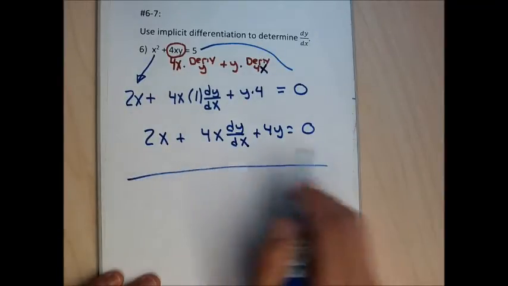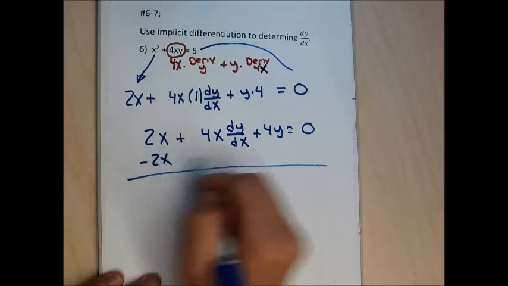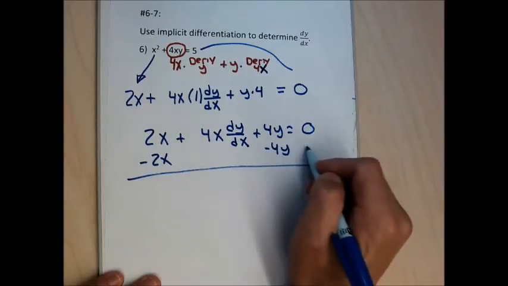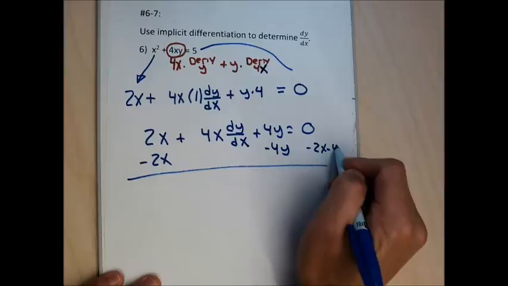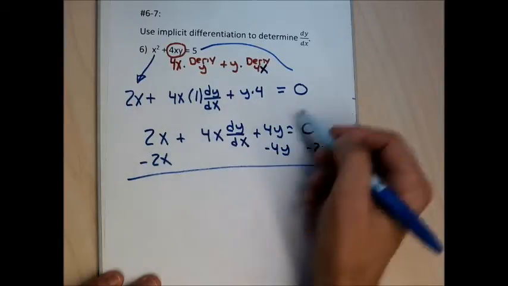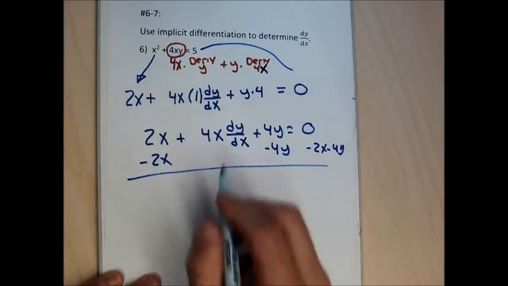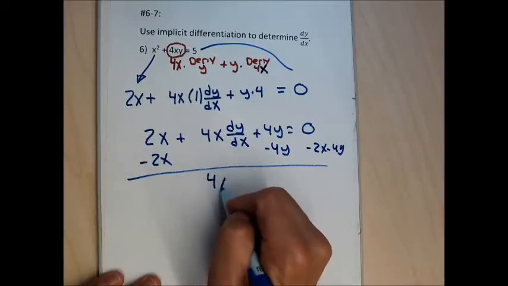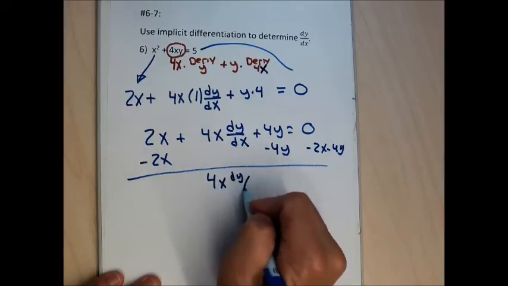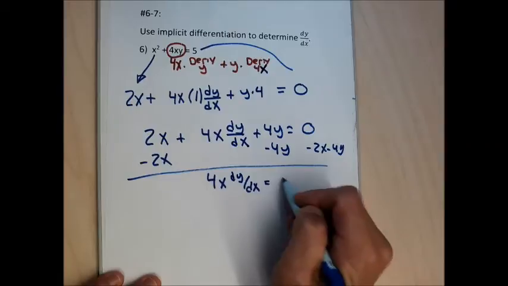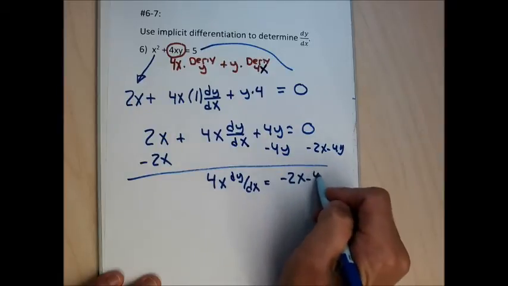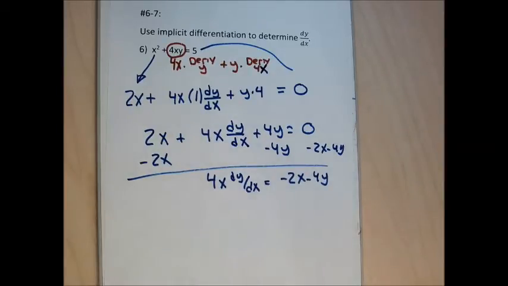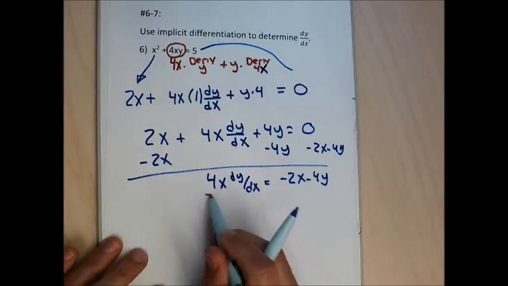In order to do that, I'm going to subtract 2x and subtract 4y from both sides. On the left side, when I do that, I cancel out the 2x, I cancel out the 4y. I'm left with 4x dy/dx. And on the right side, I get negative 2x minus 4y. Now I'm going to solve for dy/dx by dividing everything by 4x.